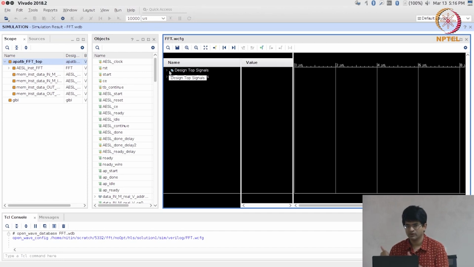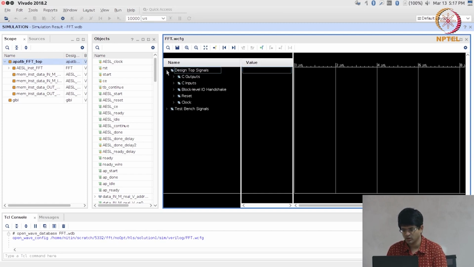Okay. So all that is taken care of, and what you see once you do this is, unfortunately, not really readable, so I would suggest you go back and run this on your own. I will expand these signals for you. At least once you expand it, you will get a better picture of what's going on. This top level over here is something that says design top signals. Okay, so let's open that and let's see what is there. The first one over here is the C outputs, then the C inputs, block level IO handshake, reset, and clock.